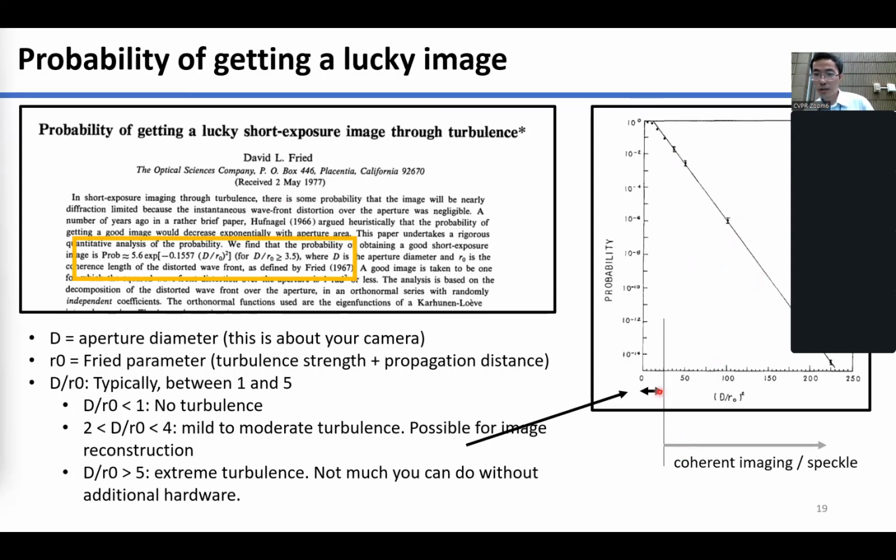If you're talking about D over r naught, which is usually about 1 to 5, then there is a reasonable chance of getting a lucky effect. But if your turbulence gets stronger and stronger, then you don't get a chance at all. Okay, and now over this range, you can see that this is a very, very narrow range that you can do things. Very narrow, right? We're talking about D over r naught between 1 and 5. This scale is going to 200. So who will go up to 200?